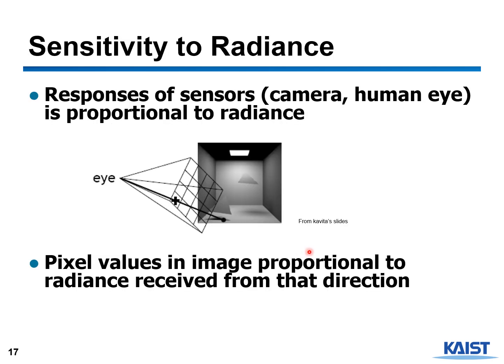Why have we talked about radiance so far? Basically, the response of a sensor, camera, or human eye is proportional to the radiance. So if we generate a ray here, in the end what we want to compute is the radiance. That's the radiometric quantity that we want to compute. The pixel value in an image is proportional to the radiance received from that direction.